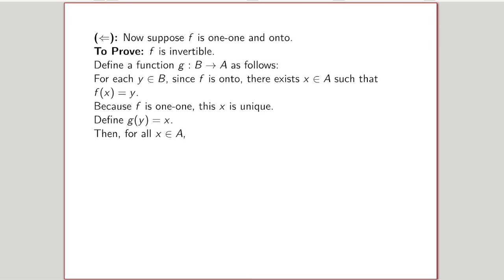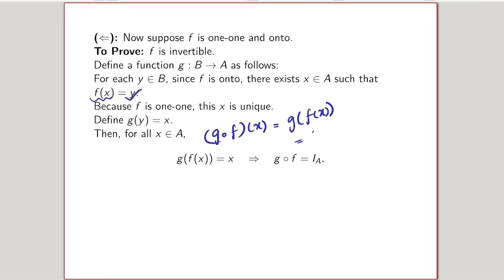Then, for all X belonging to A, we are going to find the composition G of F of X. This will be equal to G of F of X. And observe that F of X is nothing but Y. So this can be written as G of Y, and the value of G of Y is nothing but X. This will be equal to X. So observe that G composition F maps every element in A to itself. So G composition F will be I A.